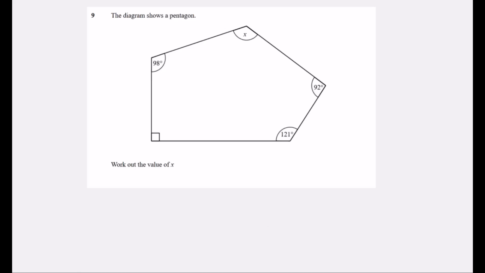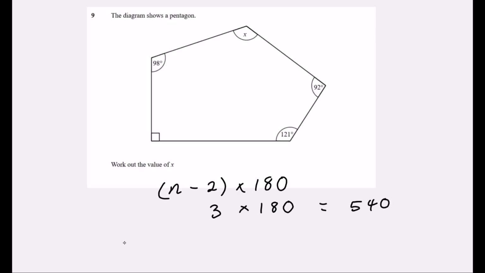Question 9, the diagram shows a pentagon, and we've got a missing angle. We need to know what angles in a pentagon add up to, and that's 540. You can see that if we split a pentagon into triangles, it is 3 triangles. Or you could remember, to find the angles of any sided shape, it's the number of sides take away 2 times 180. So it's got 5 sides. 5 take away 2 is 3. So it's 3 triangles, 3 180s, which is 540.